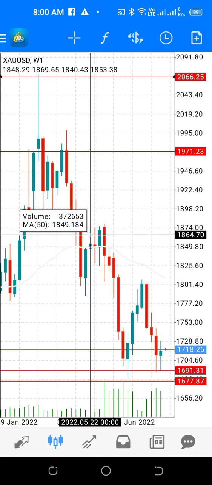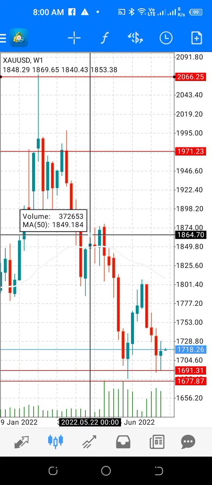If we project a line here, this one, this trend line must be broken first before we can see that it will make some move. It will break first before it will.